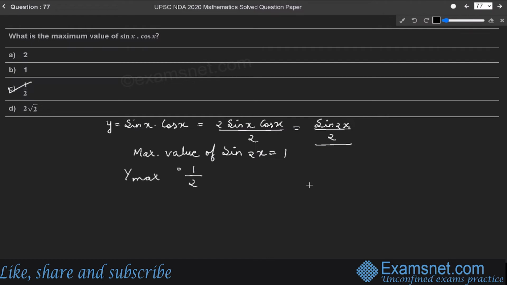See, this type of question is very simple. It does not require more than 10 seconds to solve this question.